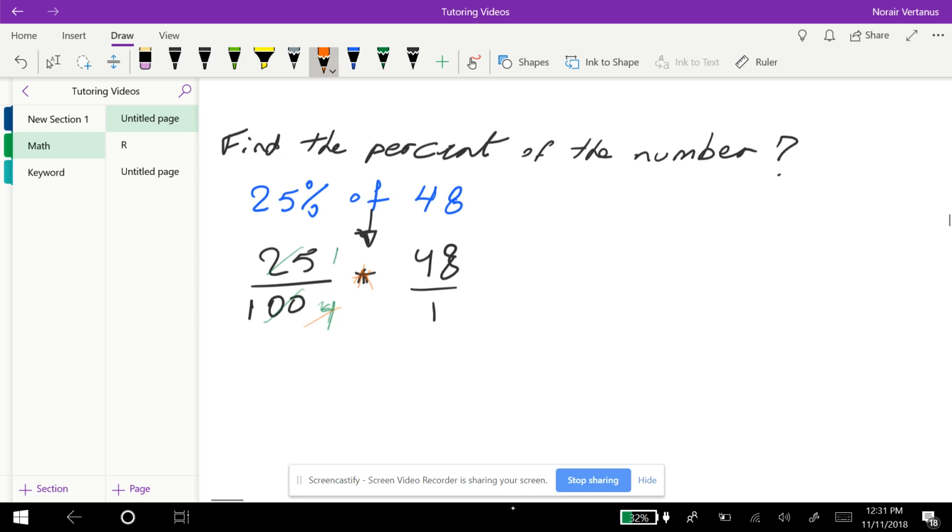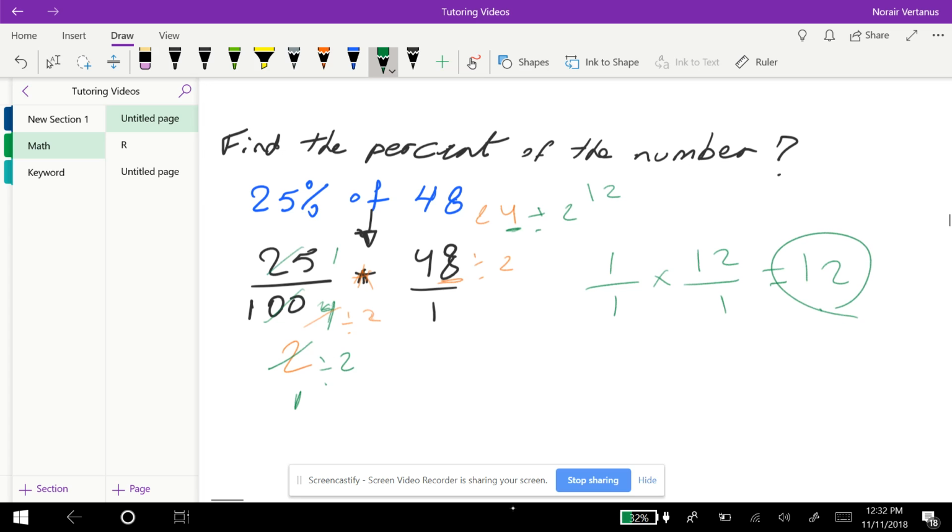If you don't know, divide by 2, you get 2. This divided by 2 because it's even, right? That's even. So you get 24. Now again, this divided by 2, you get 1. And this divided by 2, it's even, see? You get 12. So eventually what's left? It's left 1 over 1 times 12 over 1. That's equal to 12. Done with this problem.